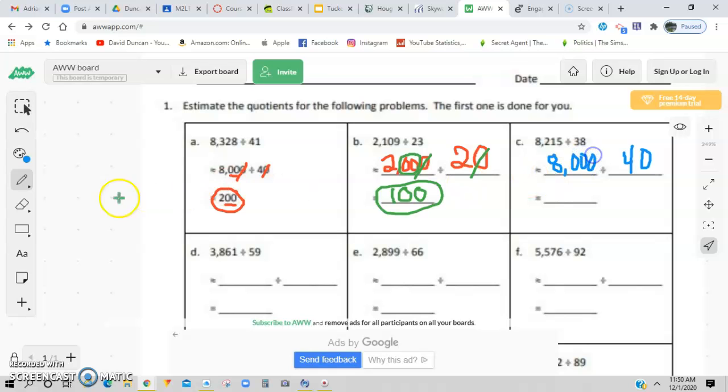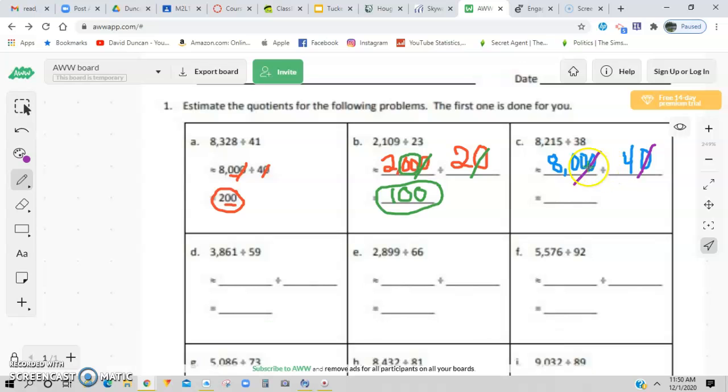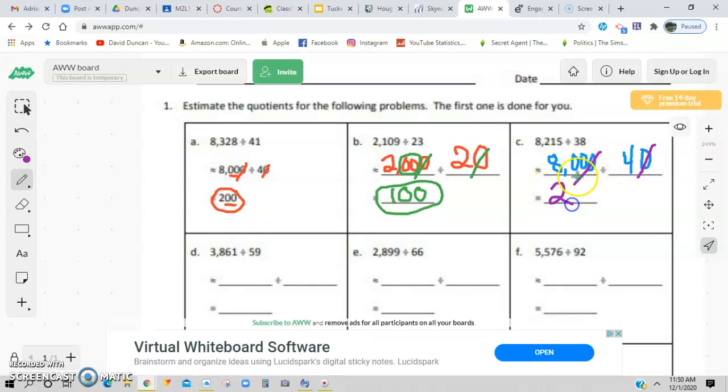Okay, now I'm going to cross out the zeros that they share, and this is really similar to this problem right over here. I'm going to cross out this 0 and then this 0. 4 can go into 8 2 times. There are 2 zeros left over, so I'm going to have 2 zeros in my answer. So my quotient is 200.